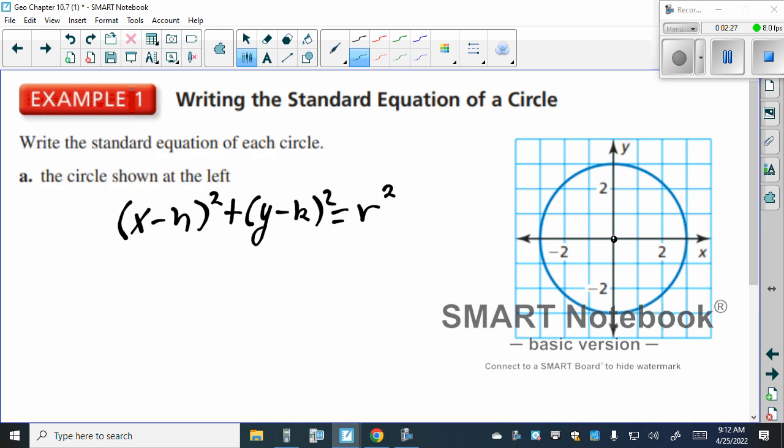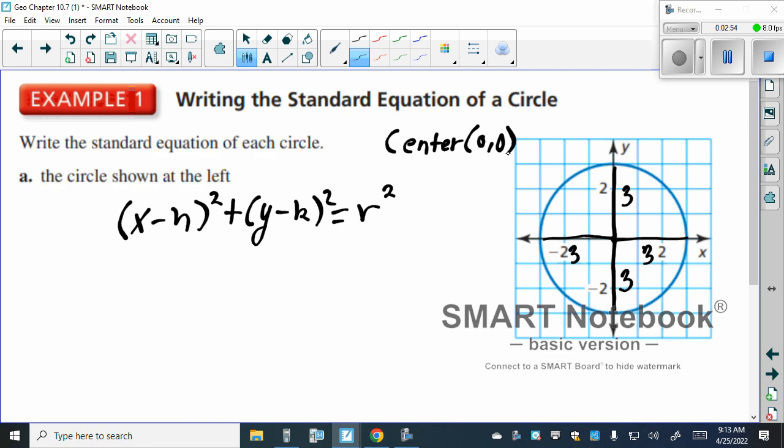Now the center of this circle is at the origin. And we can see that because 1, 2, 3, a distance of 3 here. We also have 1, 2, 3, a distance of 3 here. So this here is the center. So the center is at the point 0, 0.